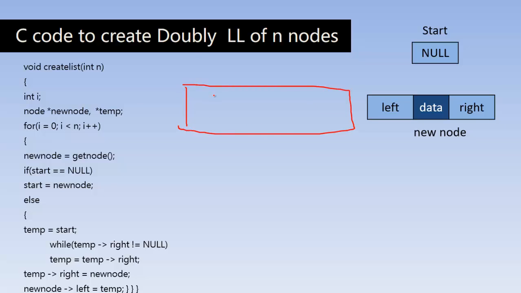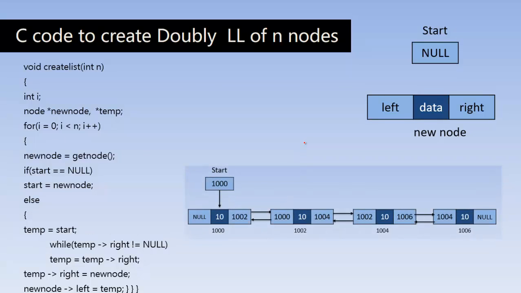So this is the new node. Temp is currently pointing to the previous node of this new node. So I will store the address of that node here in this part. By that I'll make this node the last node of the list. Right. I hope you understood this code. So this is the last node.